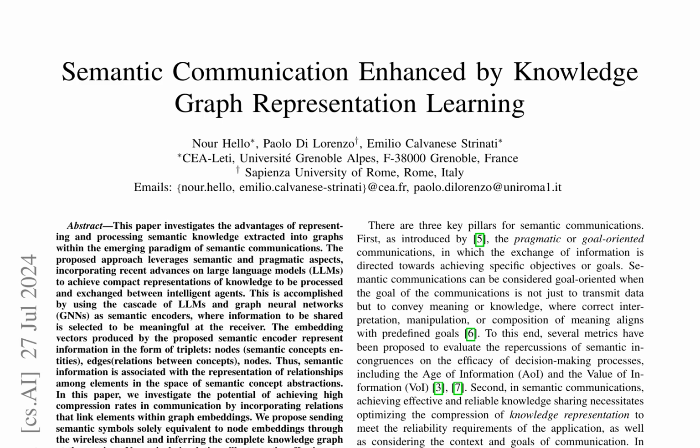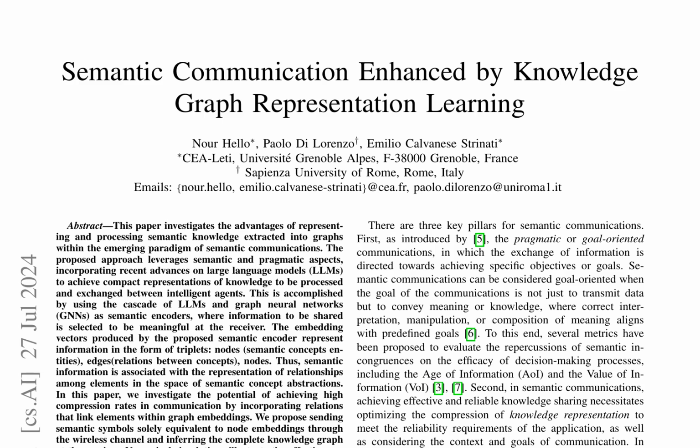The paper investigates the potential of achieving high compression rates in communication by incorporating relations that link elements within graph embeddings. The authors propose sending semantic symbols solely equivalent to node embeddings through the wireless channel and inferring the complete knowledge graph at the receiver. Numerical simulations illustrate the effectiveness of leveraging knowledge graphs to semantically compress and transmit information.